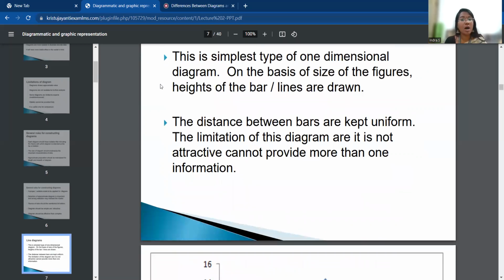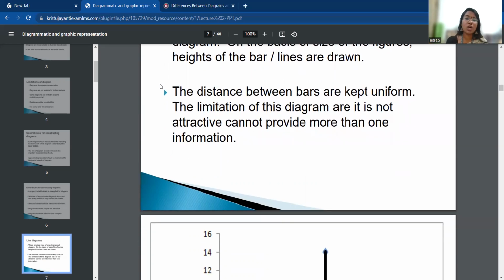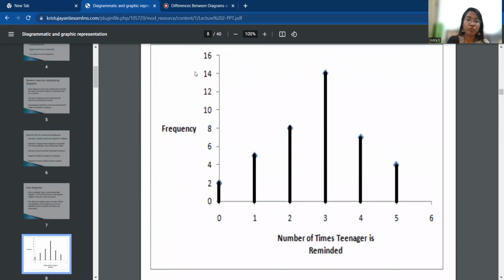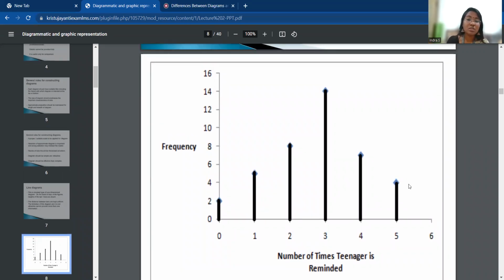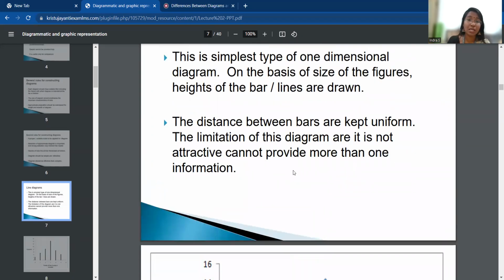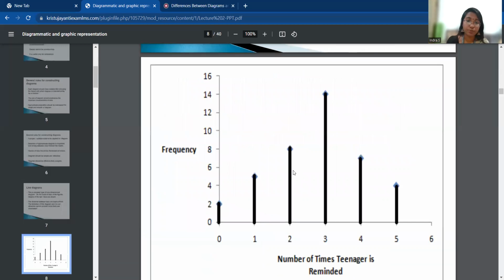The distance between bars is kept very much uniform. Uniform in the sense it should be equal. The limitation of this particular diagram is that it is not attractive and it cannot provide more than one set of information. If you can see in this data, we have frequency and the number of times that a teenager is reminded. Except for this diagram, it is very difficult for me to draw a conclusion. So line diagrams are one-dimensional diagrams, which give me only one set of information. Apart from that, it is very difficult for me to draw conclusions.